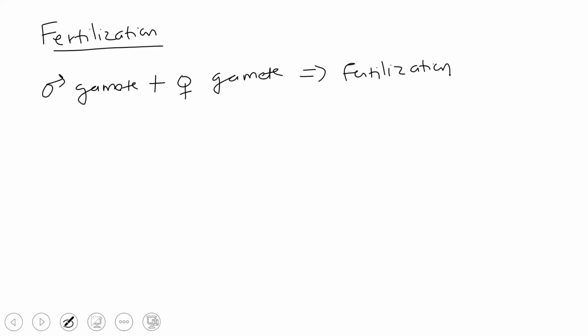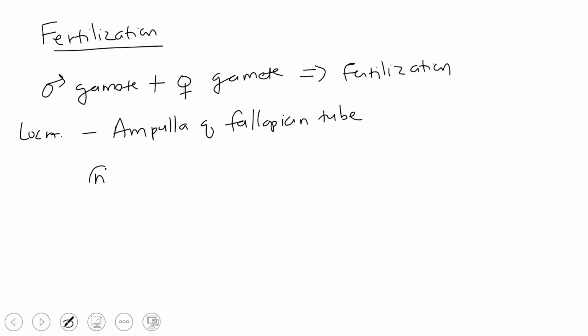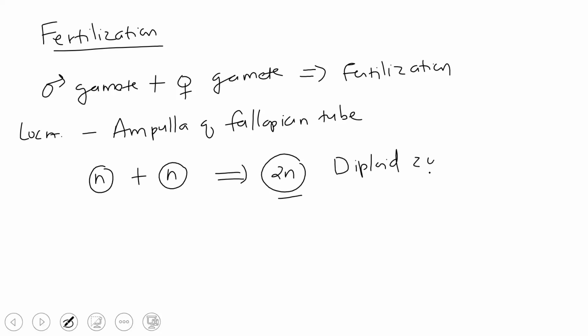Your textbook mentions it happens in the ampulla region or ampulla junction. The location is the ampulla of the fallopian tube. This female gamete and the male gamete will fuse, and then they will form a diploid zygote.